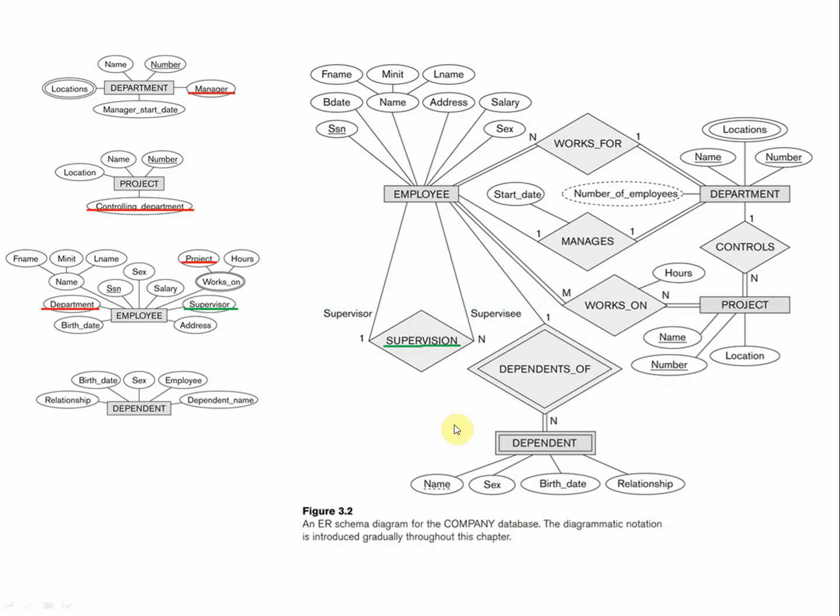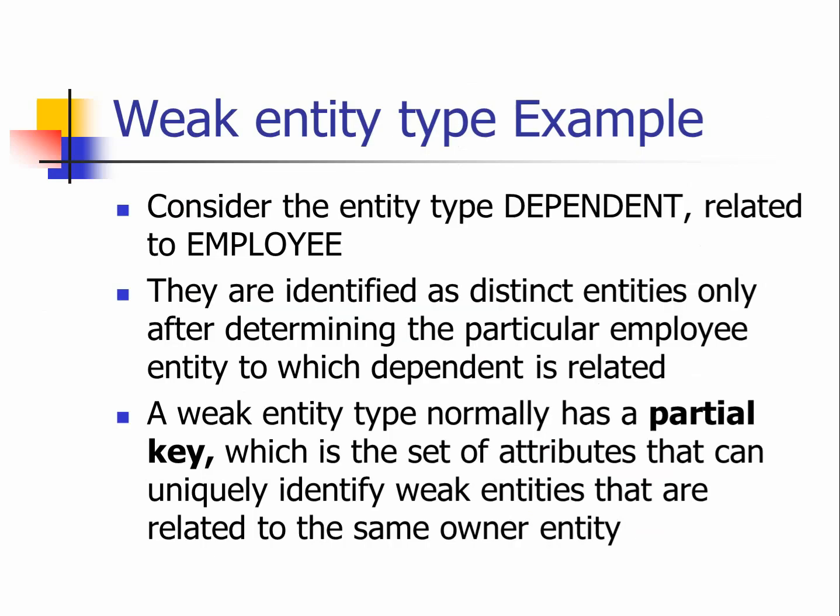Finally, we have only one thing left. And of course, this one looks totally different from all other relationships because this one has a double diamond and a double rectangle, talking about a dependent. So what does that mean? Let's take a look at this. Weak entity type. This represents the idea of the weak entity.